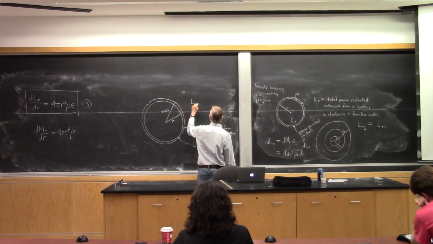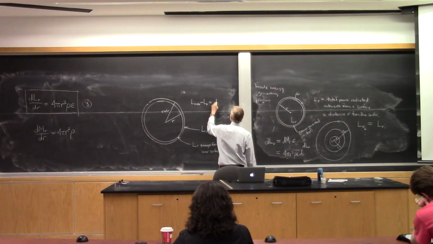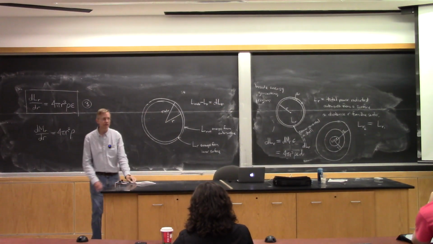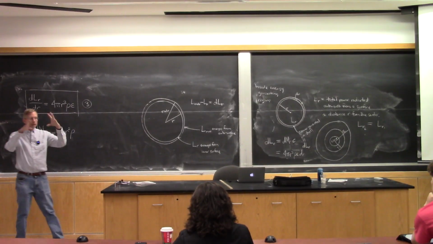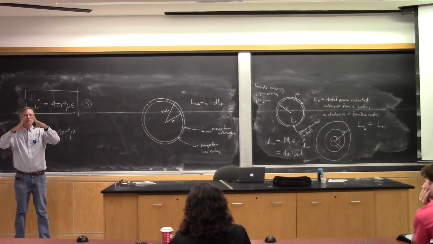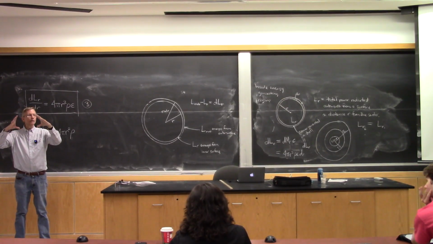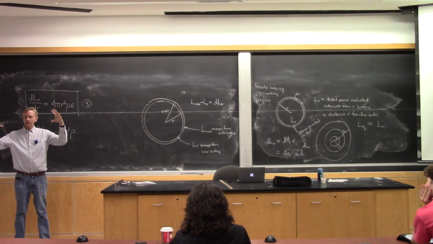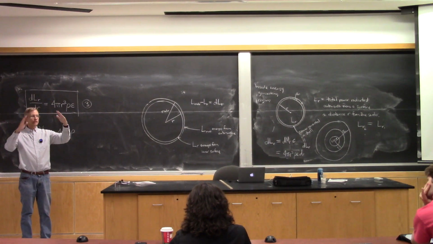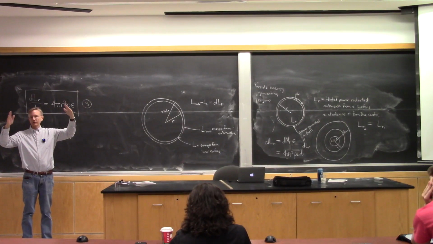L of R plus dr minus L of R is dL sub R, that extra luminosity that is coming from the shell. So if you're in an energy generating region, the luminosity increases with distance from the center. More and more of the luminosity is coming out of radii further and further from the center. And then once you're out of the energy generating region, then L of R is constant.